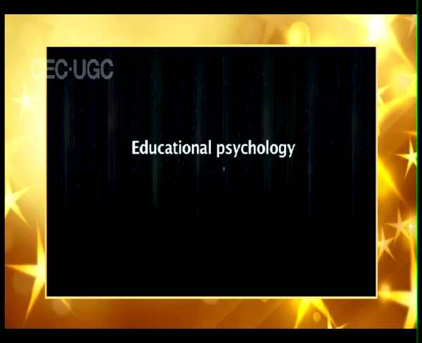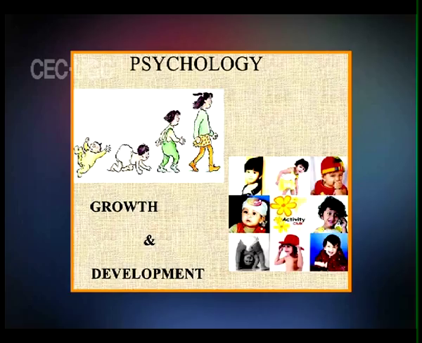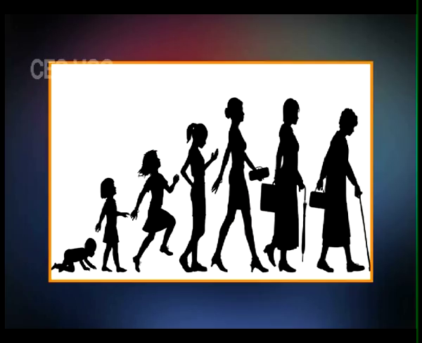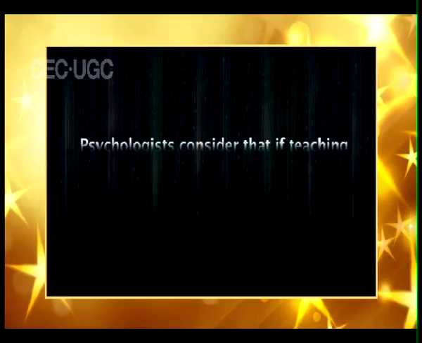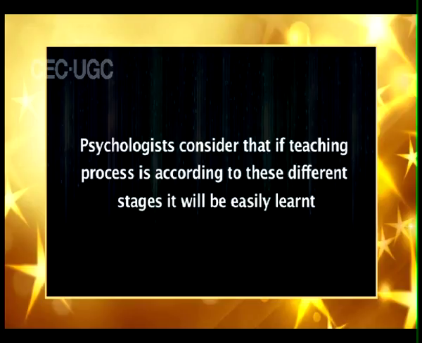Number 9. Educational psychology and different stages of growth. According to growth, the personality and mental ability of an individual can be divided into different stages, that's childhood to adulthood, etc. During these stages, the mental maturity is at different stages. Psychologists consider that if teaching process is according to these different stages, it will be easily learned.